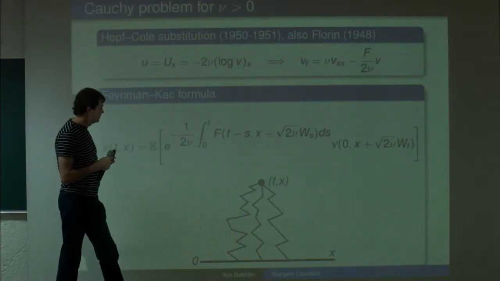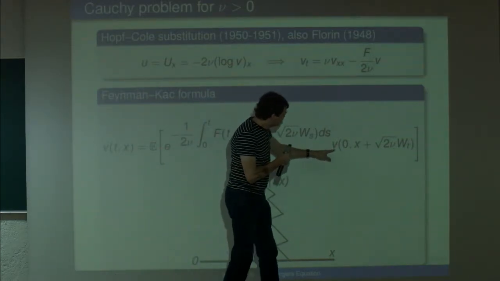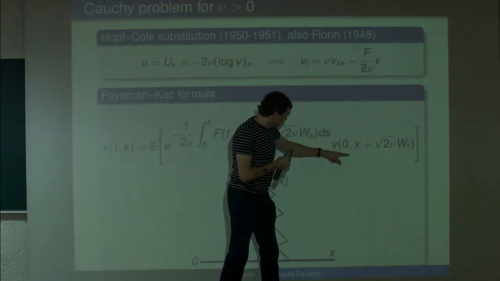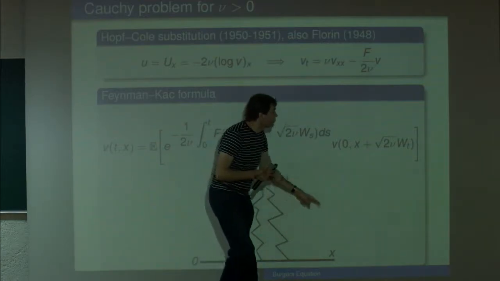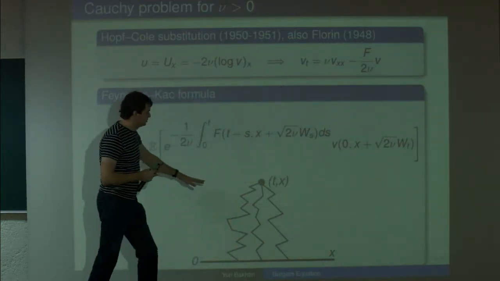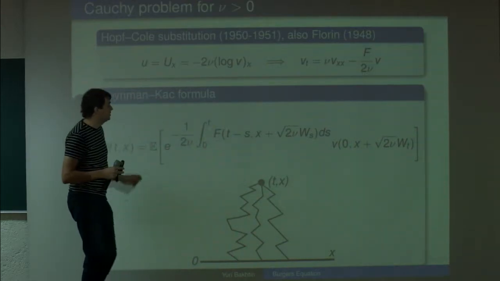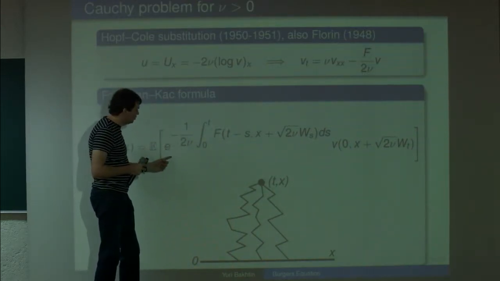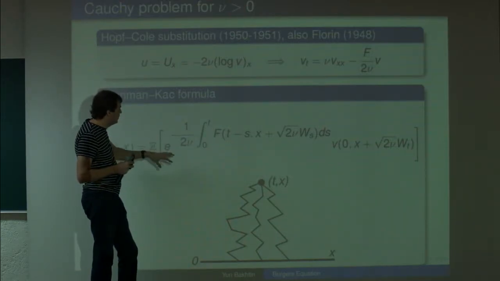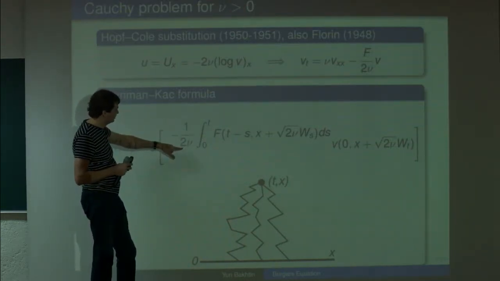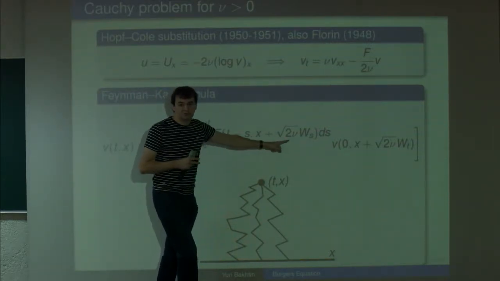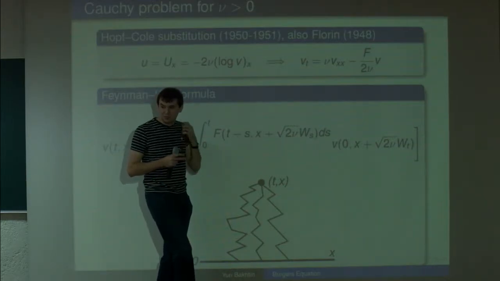What do you integrate? You integrate the initial condition v at the landing point, right? So it took time t for this process to travel from this to 0, and also there is this exponential weight here. And what is this exponential weight aside from the constant? Here, this is the total potential accumulated by the path.